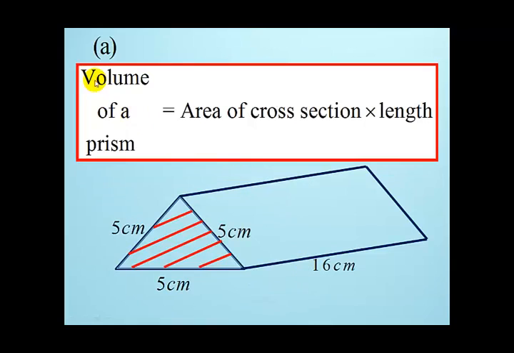The volume of the prism is equal to the area of the cross section times the length. The length equals 16 as shown. But the area of the cross section is the shaded section, that's the triangle. So if you are finding the area of the cross section, it means that we have to find the area of this equilateral triangle.